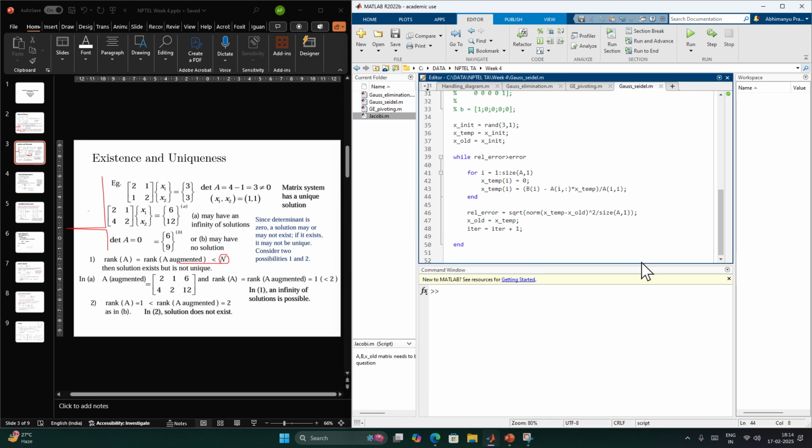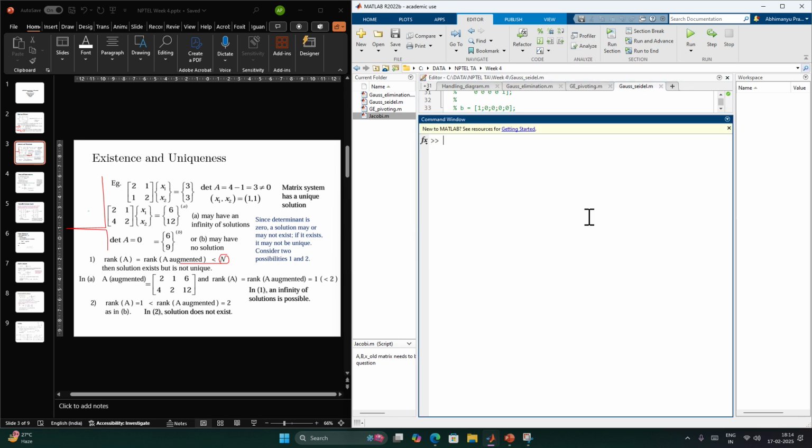So we will look at these examples later. First, let us create these matrices. So we have A and B matrices. Now let us first try to find the determinant of this matrix. So we will just type det A, and we see it's a non-zero determinant, so the solution exists for this system.